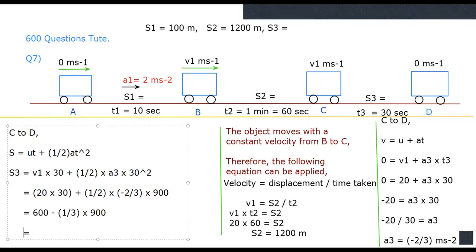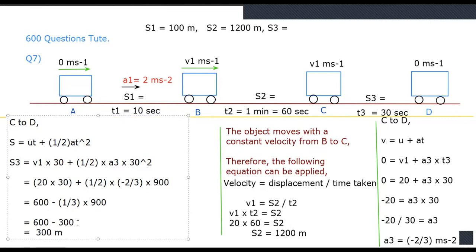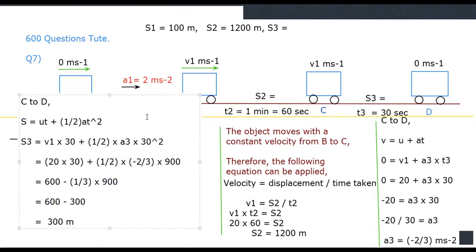Right. So then we will get 600 minus 900 divided by 3, which is 300. 600 minus 300 is 300. So what is S3 here? Can you see it clearly? What is S3? How many meters? 300. 300 meter. Very good.